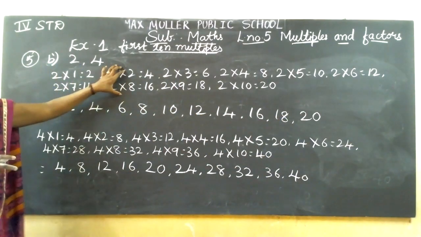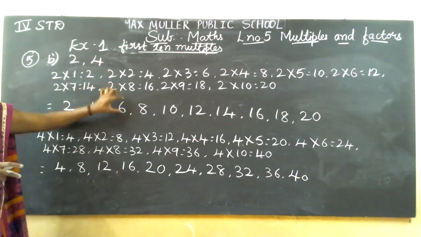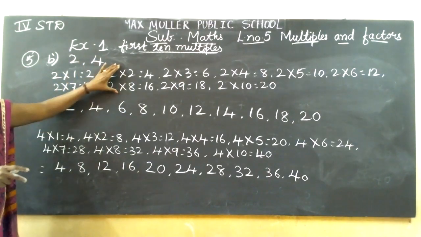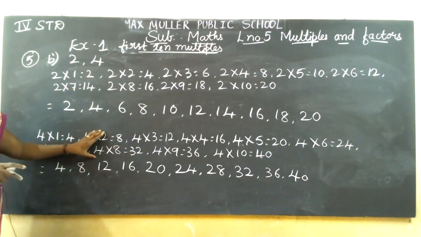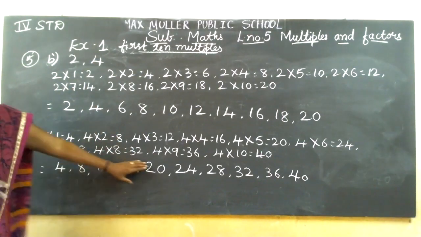So first you write the tables. That table's answers you should write here. Next, leave one line. For these two, don't leave a line. Here you should leave one line and write. Write the 10 multiples of 4. The multiples answers you should write down.